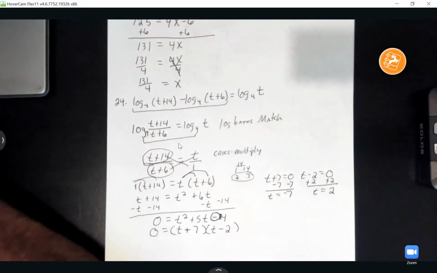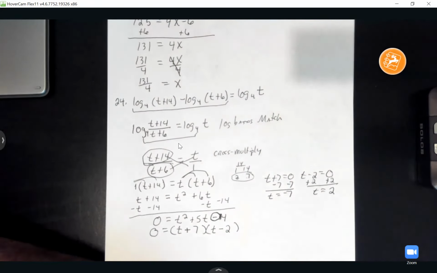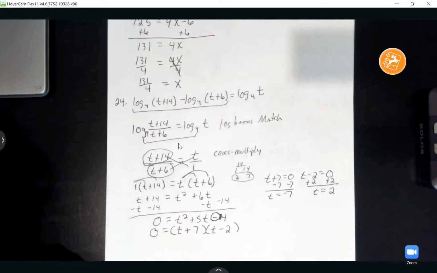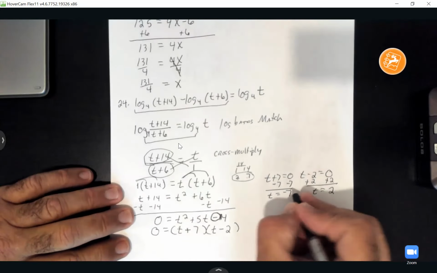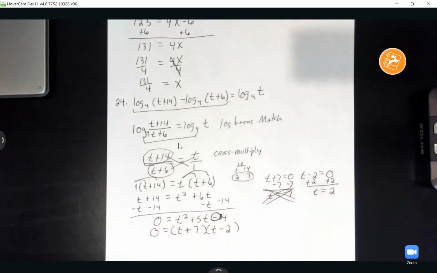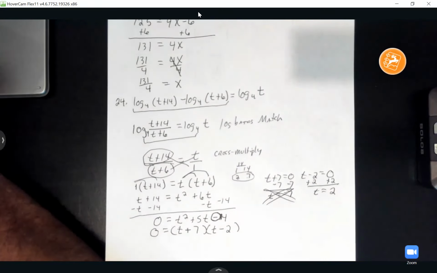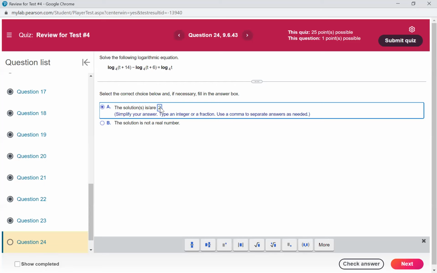So for 24, what are we putting in that answer blank? The positive one. You're going to cancel out that negative one every single time. All right, y'all. So let me go do what y'all said and put in my positive 2. So I put in my 2, and then we hit next.